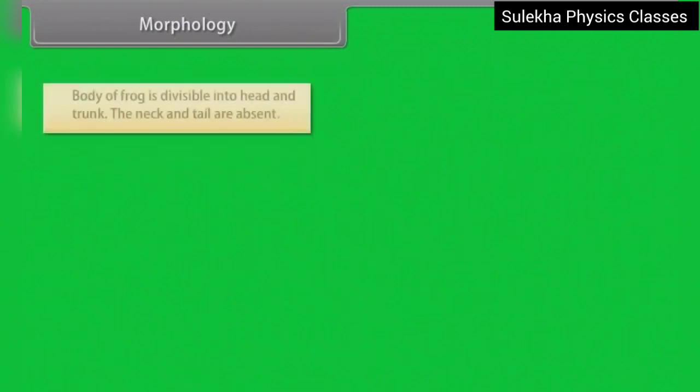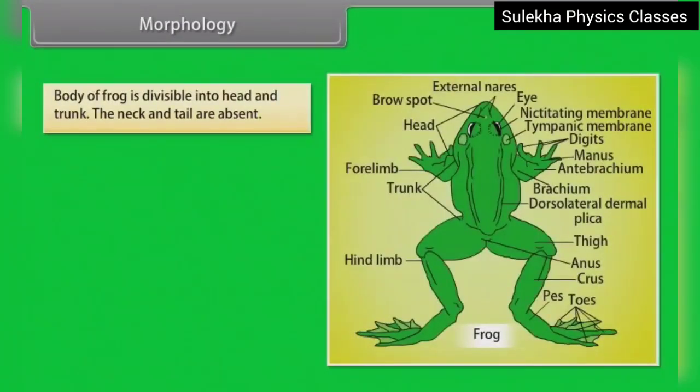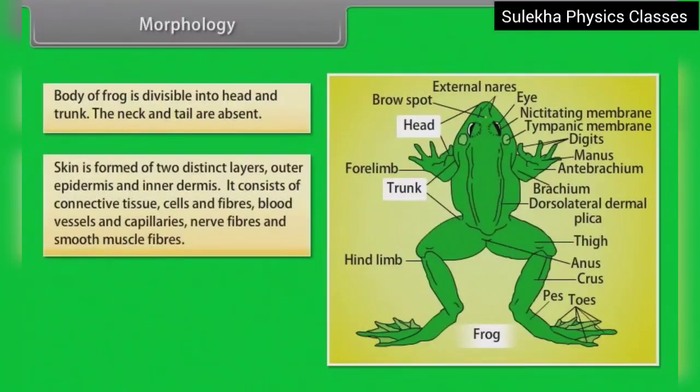Morphology. The body of a frog is divisible into head and trunk. The neck and tail are absent. Skin is formed of two distinct layers, outer epidermis and inner dermis. It consists of connective tissue, cells and fibers, blood vessels and capillaries, nerve fibers and smooth muscle fibers.